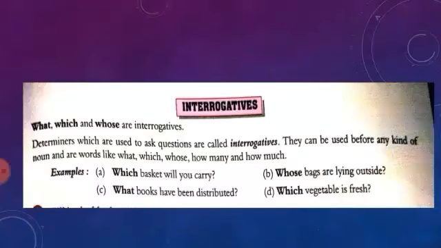Interrogatives. Now this is the last kind of determiners. What, which and whose are interrogatives. Determiners which are used to ask questions are called interrogatives. They can be used before any kind of noun and are words like what, which, whose, how many and how much. Which basket will you carry?